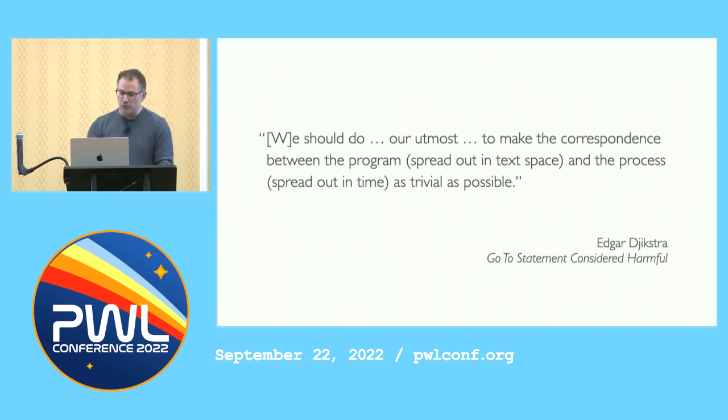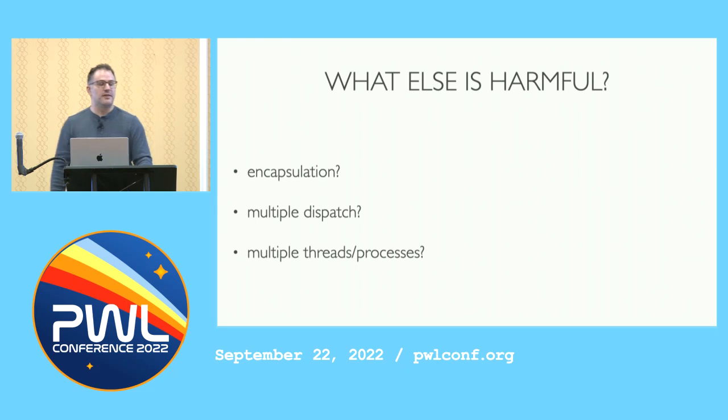But if we go and apply this logic to other things in modern programming languages, what else would this criteria consider harmful, right? If one function calls another function, we're going merrily through our text linearly, and then all of a sudden we jump to some other part of our code base. Is that bad? If we have multiple dispatch and we call some sort of abstract method, we don't know where the trace is going to end up, right? It depends on what the object is that we're invoking.